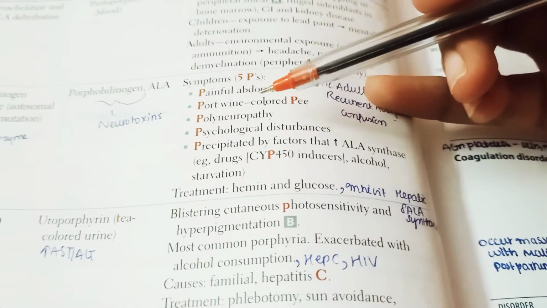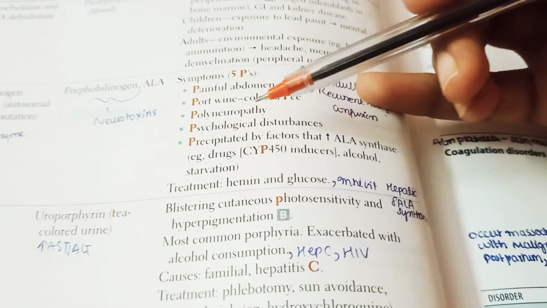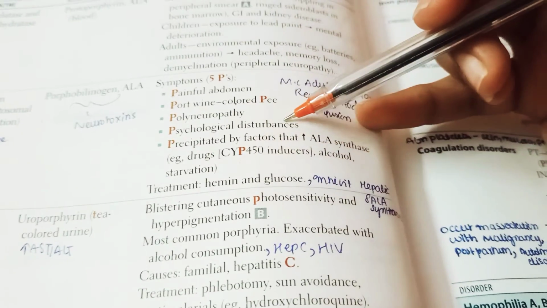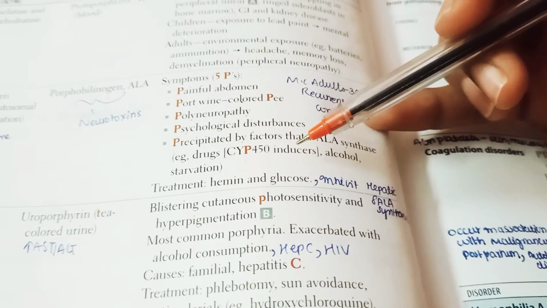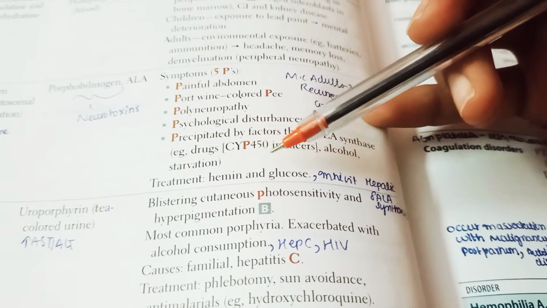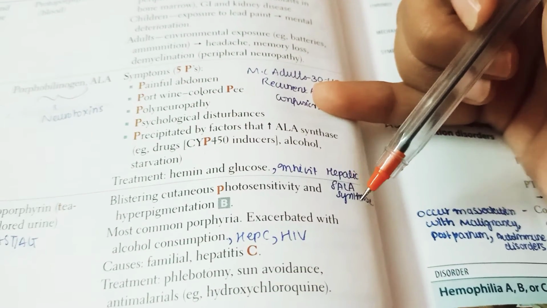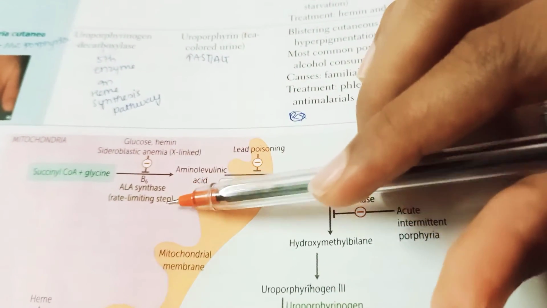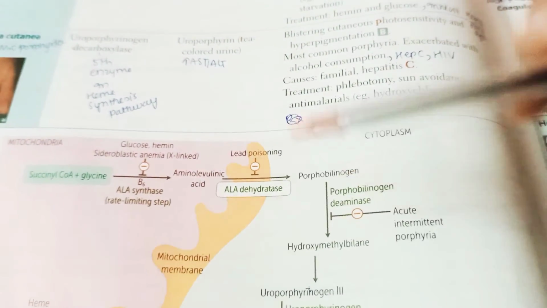You can remember it with 5 P's. So acute intermittent porphyria, 5 P's: painful abdomen, port wine colored pee, polyneuropathy, psychological disturbance, precipitated by factors that increase ALA synthase like drugs, CYP450 inducers, alcohol, starvation. So treatment is hemin and glucose, which inhibit hepatic delta ALA synthase. That is we need to also inhibit this process, the rate limiting step, so that this protoporphyrin will not get accumulated.